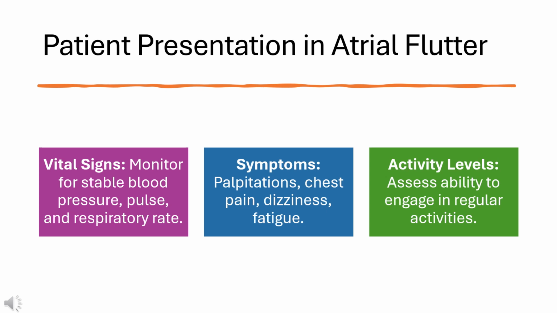Understand how atrial flutter affects the patient's social, recreational, and occupational activities. This provides a comprehensive view of their quality of life and helps in tailoring management plans. Assessing activity levels gives a clear picture of the patient's functional capacity and helps in identifying any deterioration in their condition. This assessment aids in developing appropriate care plans and interventions to enhance their daily functioning.